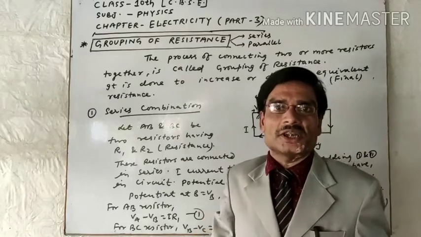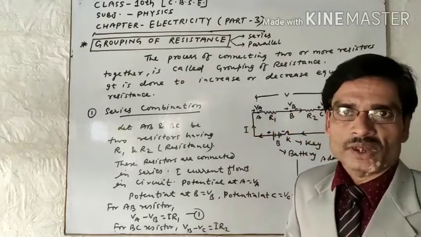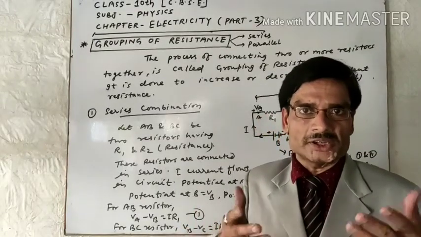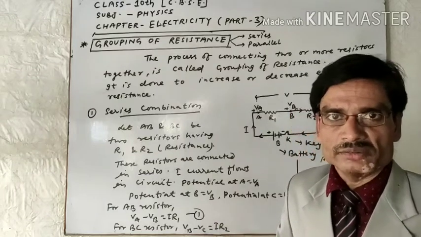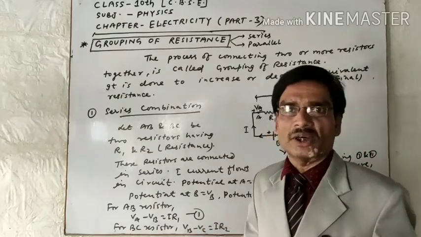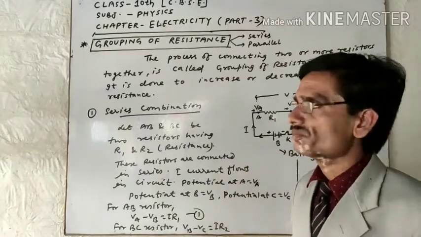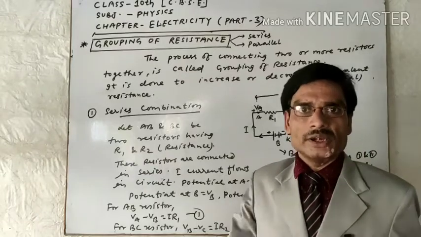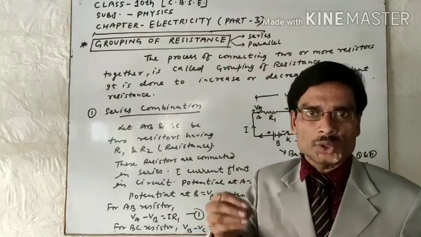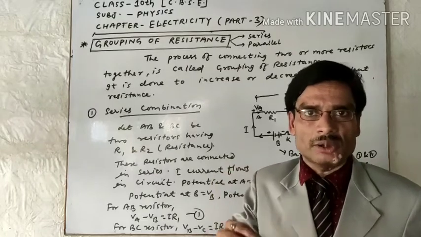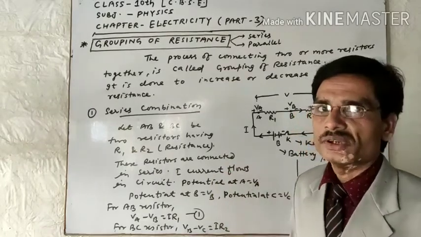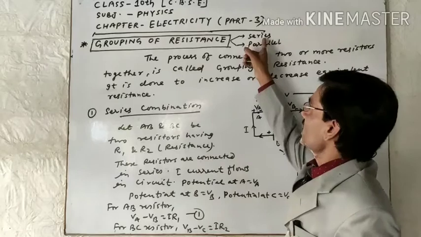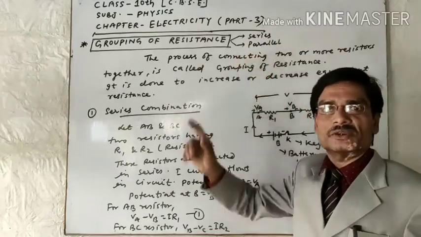First of all, let us understand what we mean by resistors. Those conductors which have comparatively high resistance rather than a general conducting wire are called resistors. Here, the main purpose of grouping of resistance is to increase the value of total resistance or to decrease the value of total resistance. Here there are two ways for the grouping of resistance. One is series combination and another is parallel combination.